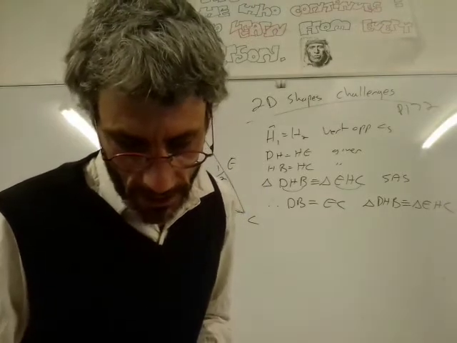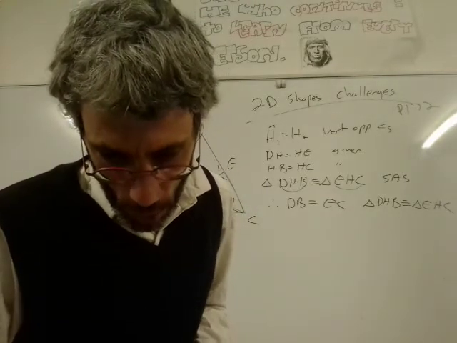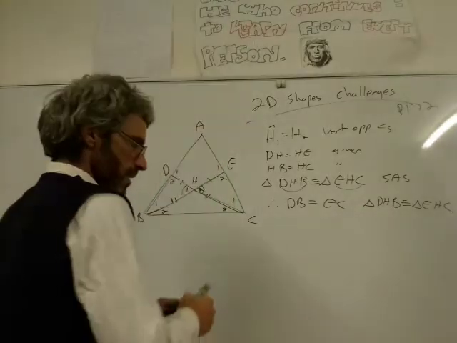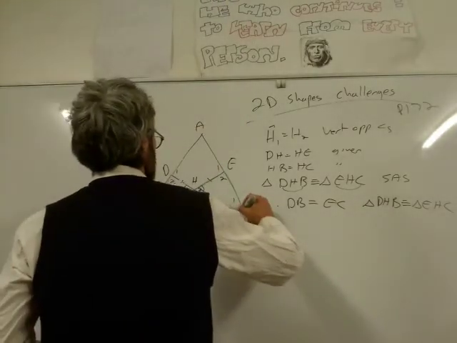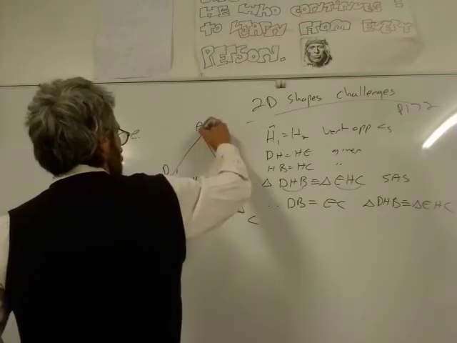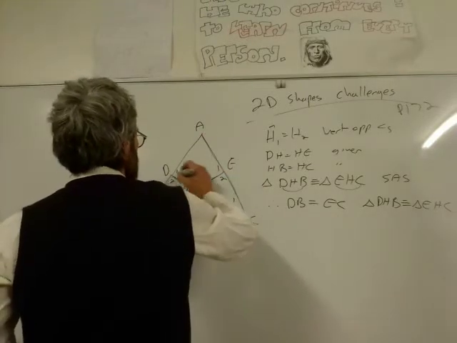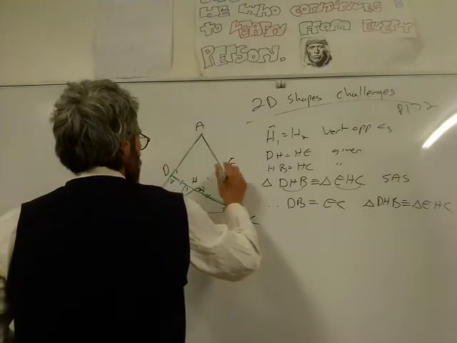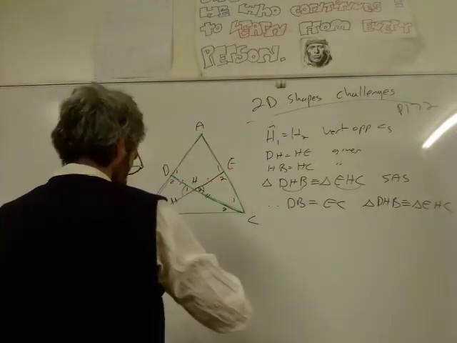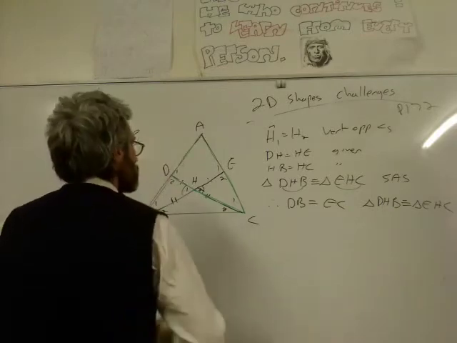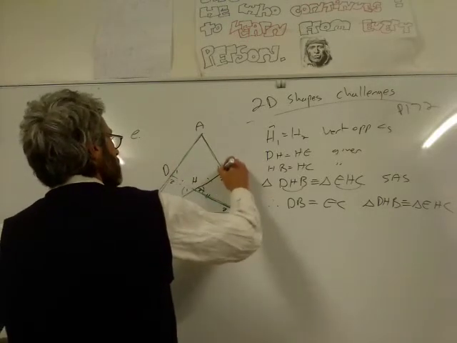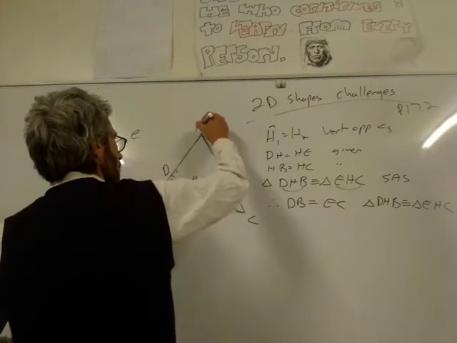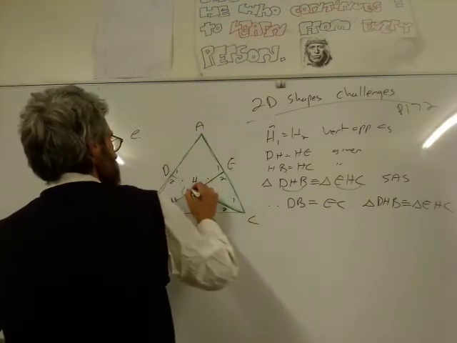Now they're asking us to prove another congruency, ABE and ACD. So they want us to prove that this triangle, ACD, okay, this green triangle, turn that into black now, is congruent to which triangle? Can you guess? It's to this triangle. ACD to ABE, yeah.